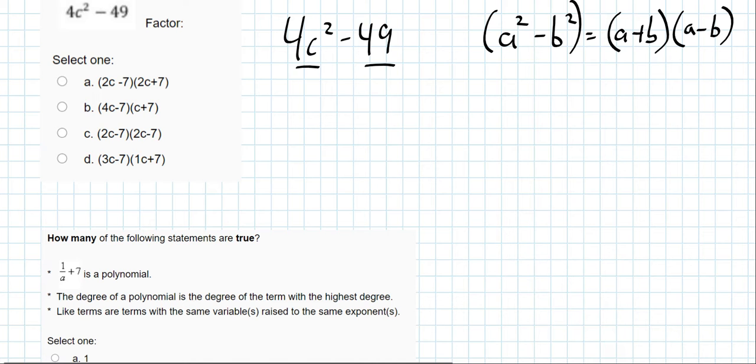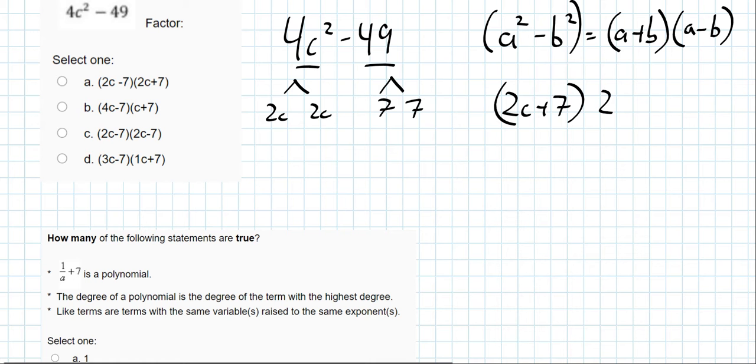So what are the a's? 4c squared breaks down to 2c times 2c. 49 breaks down into 7 and 7. So it's just 2c plus 7, 2c minus 7. So 2c plus 7, 2c minus 7, that's right here.